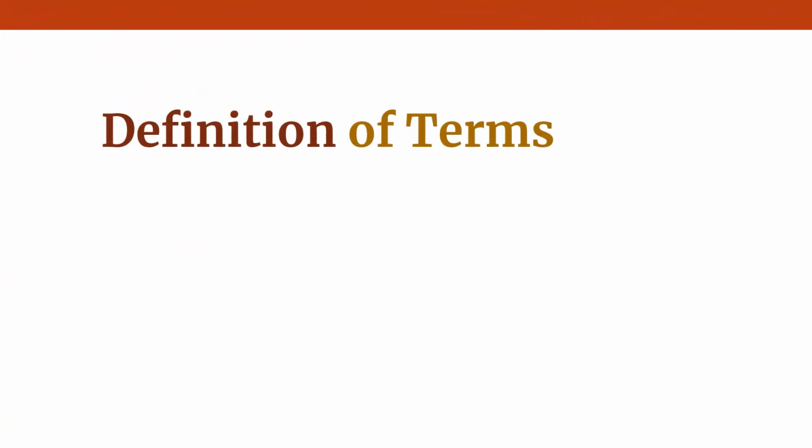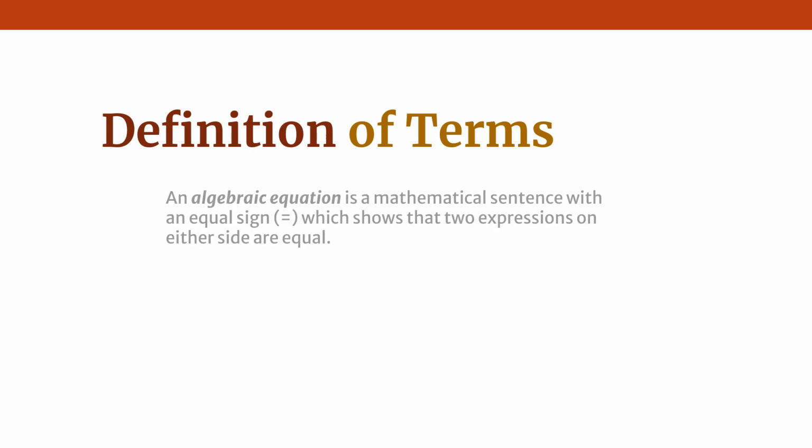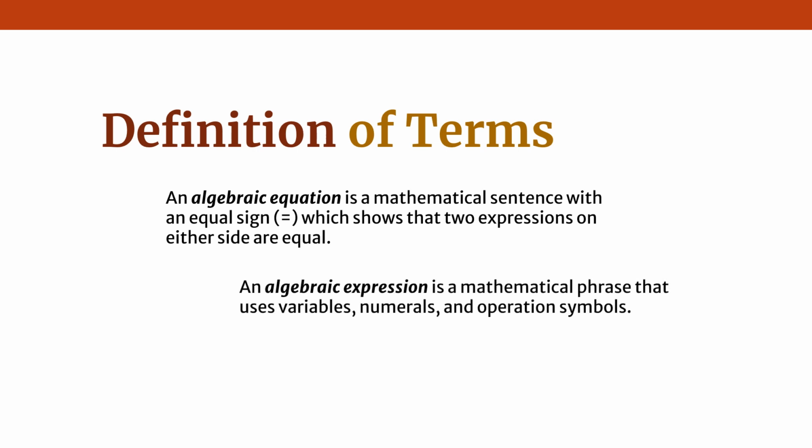Today, there are two important terms to be defined. One is algebraic equation and the other is algebraic expression. When we say algebraic equation, it is a mathematical sentence with an equal sign, which shows that two expressions on either side are equal. While algebraic expression, it is a mathematical phrase that uses variables, numerals, and operation symbols.